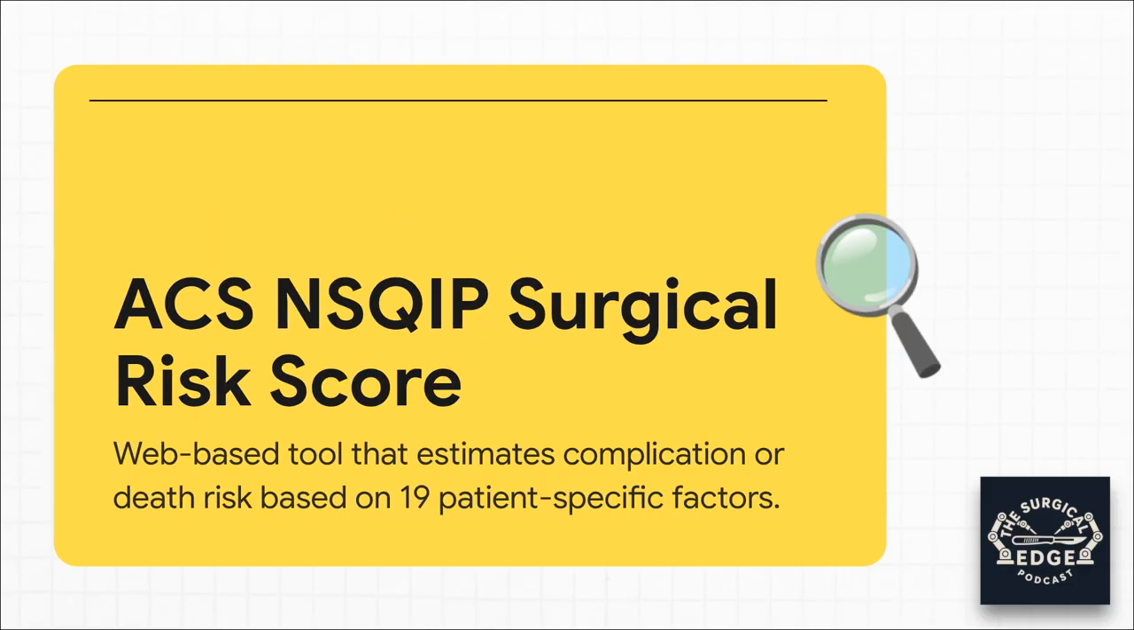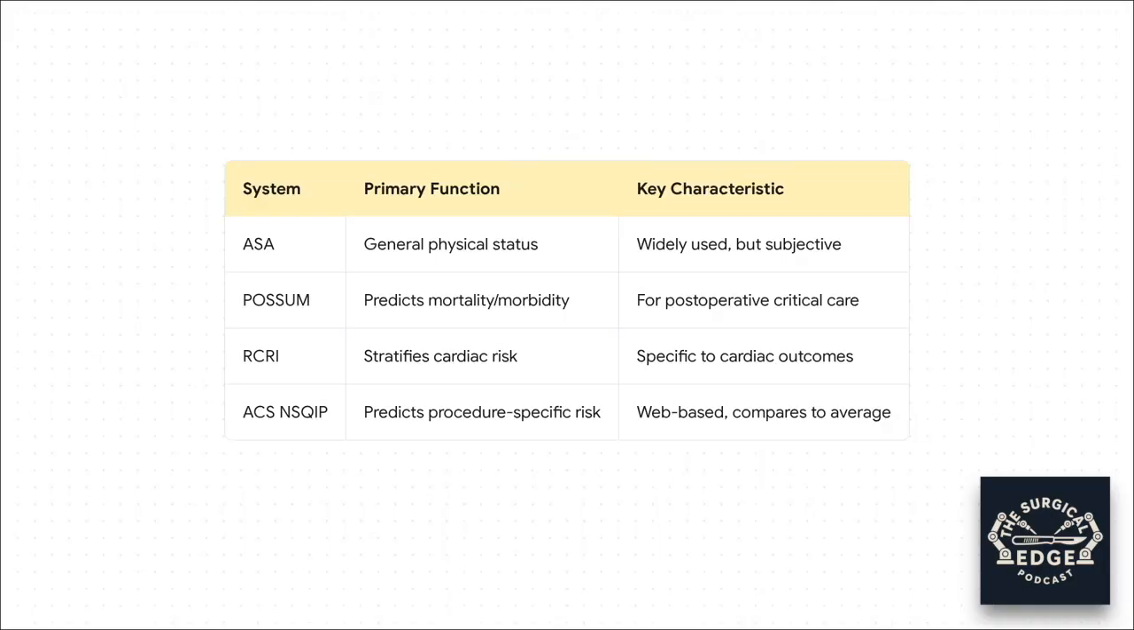And finally, we have the ACS-NSQIP Surgical Risk Calculator from the American College of Surgeons. Now, this thing is a powerhouse. It's a web-based tool that uses 19 patient-specific factors to calculate risk across more than 1,000 procedures. And crucially, it tells you how your patient's risk compares to the average. Super powerful stuff.